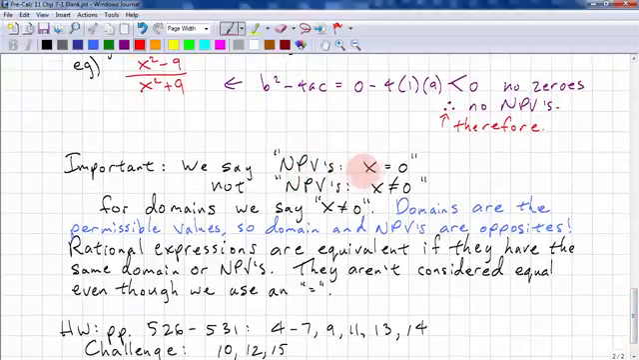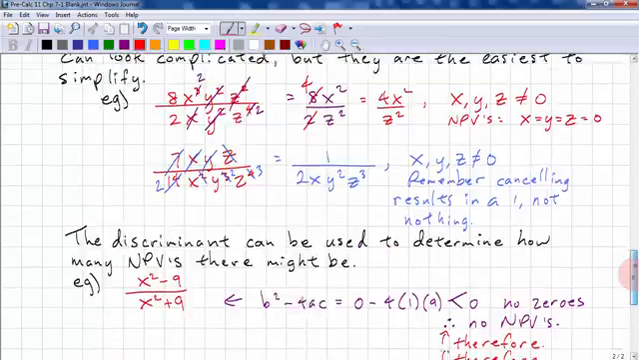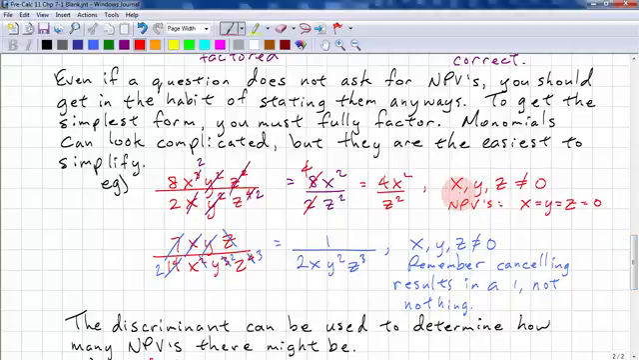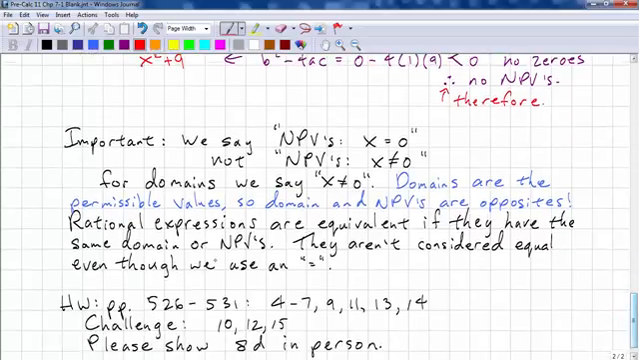And again, it's important we say NPVs x equals 0. And we don't say NPVs x does not equal 0, or whatever the NPV might happen to be. And for domains, we say x does not equal 0, or whatever the value is. The domains are the permissible values. So the domains and the NPVs are opposite. So if we look at here, we have the domain x, y, and z are not 0. The NPVs are the opposite. So x, y, and z are 0. Okay, rational expressions are equivalent if they have the same domains or NPVs. They aren't considered equal even though we use the equal signs. And that completes this lesson.